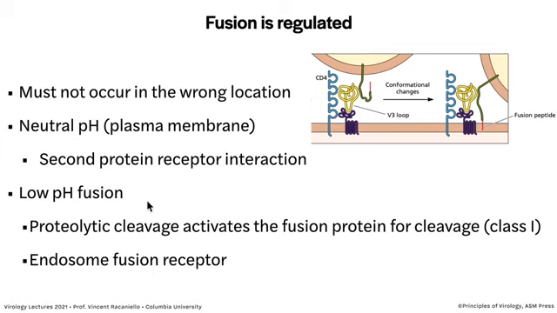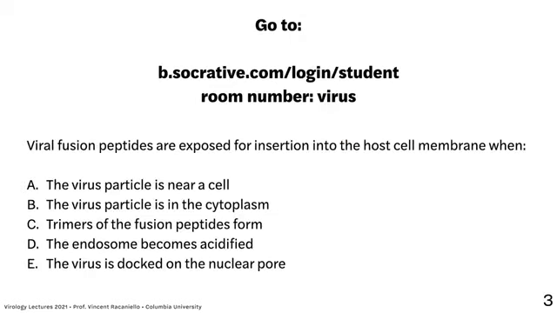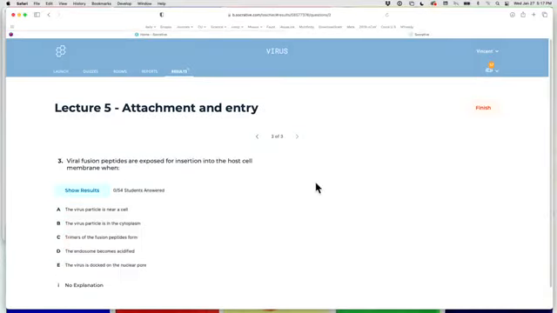Or you can have low pH fusion. And in that case, it's further regulated. You need proteolytic cleavage to activate the fusion protein, and that goes for both class 1 and class 2. Or you can have an endosomal fusion receptor, as is the case with the Ebola viruses. So this is really a key point in my view, that we have learned that you need to have regulation of fusion.